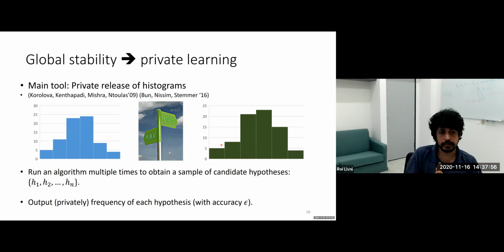And proving that globally stable algorithms are private follows kind of standard tools from private learning, where the idea is to show that you can privately release a histogram. So that means that if you measure the frequency of each element to appear, then you can output a noisy version of this histogram in a private manner. So once you can do that, it's kind of easy to privatize your algorithm. You just run it multiple times and obtain a sample of candidate hypotheses. And now you build the histogram, and you output privately the frequency of each hypothesis. But because one hypothesis is very frequent, even if you noise this information, you still would see it in the output. So this way you will output some hypothesis.